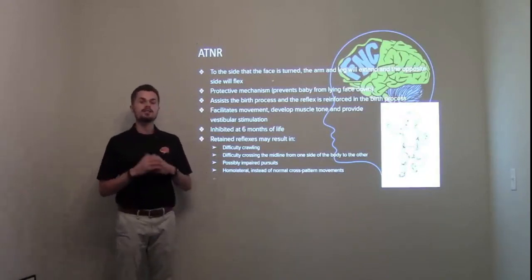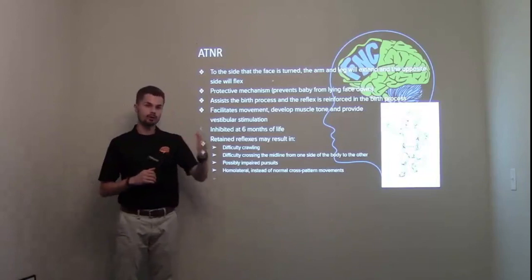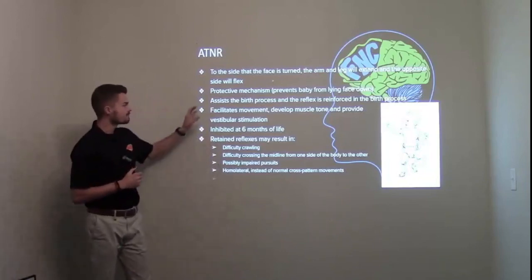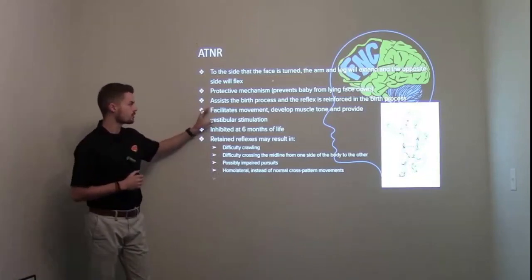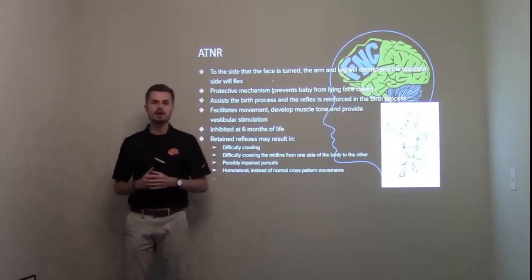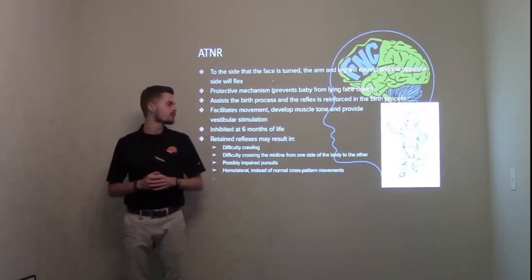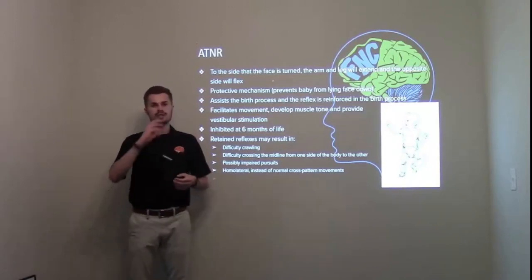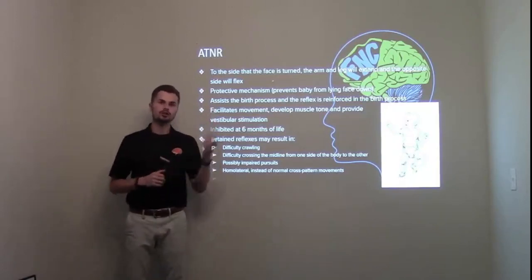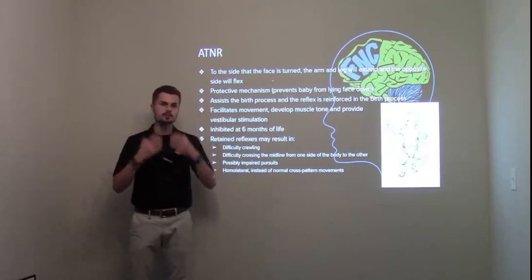It is a protective mechanism that prevents the baby from lying face down, but it is also activated and stimulated in the birthing process. It facilitates movement, develops muscle tone, and provides vestibular stimulation. You guys remember the canals and the otoliths. I turn my head to the left, you get vestibular afferentation from that endolymph, which deflects those hair cells, and it fires through the vestibulocochlear nerve into your vestibular nuclei to create a response centrally.